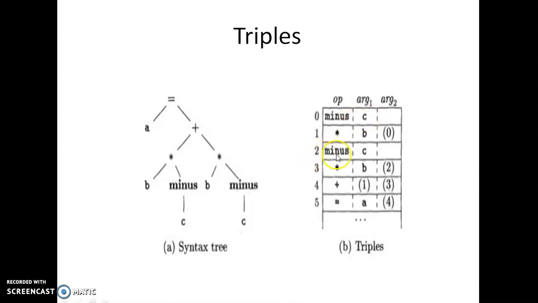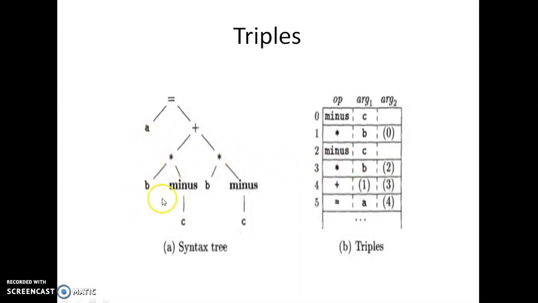Then at the second memory address, again minus C will be calculated. So at the place of operation, minus will be there and C will be at argument 1. Then in the next step, we calculate B into minus C. Minus C has already been calculated at the second memory address, so this value will be argument 2 for the next instruction. The multiplication operation will be performed: one operand will be B and the second operand, that is minus C, will be taken from the second memory location. After that, we have to perform the addition.